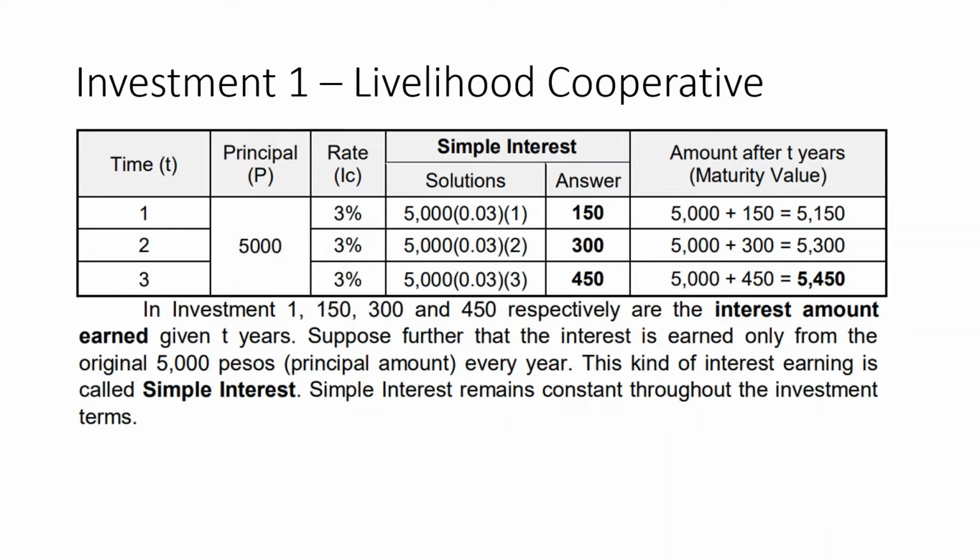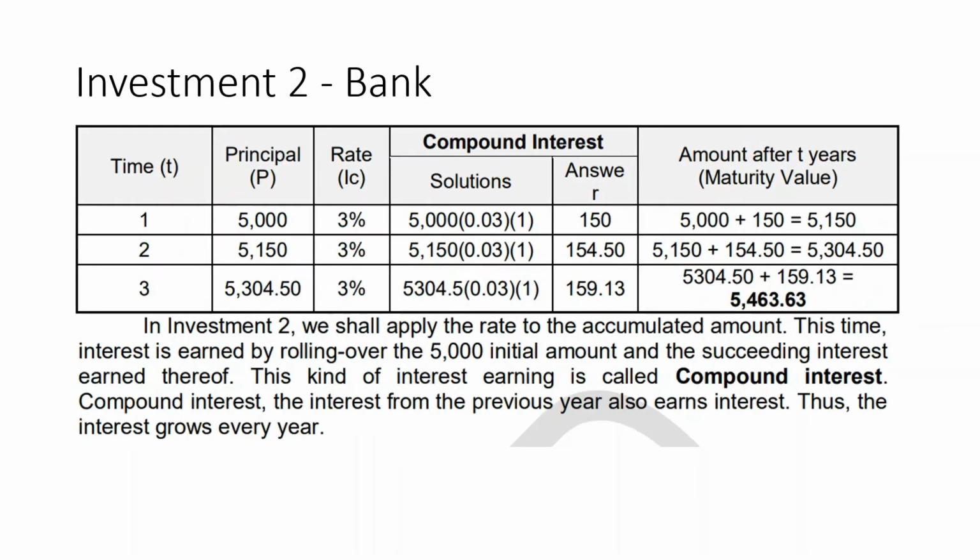Investment 1, this is for the livelihood cooperative. Investing 5,000 pesos at the first year will earn 150 pesos interest. After 2 years, that will be 300. After 3 years, that will be 450. If you notice here, the interest is computed based on the principal or the original amount. Now, for investment 2, this is for the bank. Observe here that our principal earns 150 interest in the first year. And then for the second year, the principal and its interest will be our basis to compute the interest for the second year.